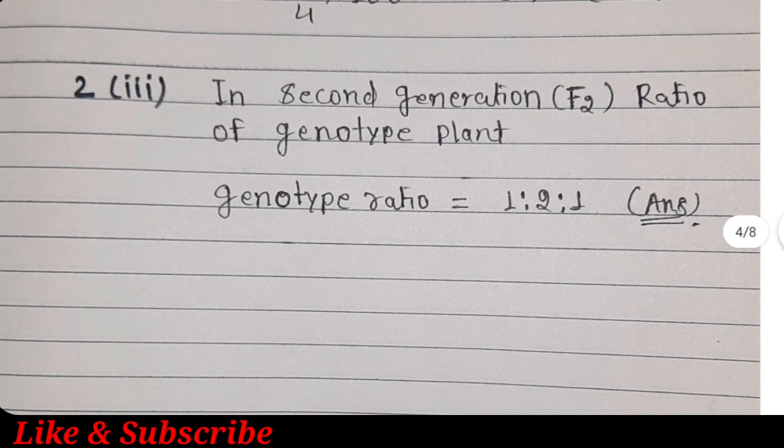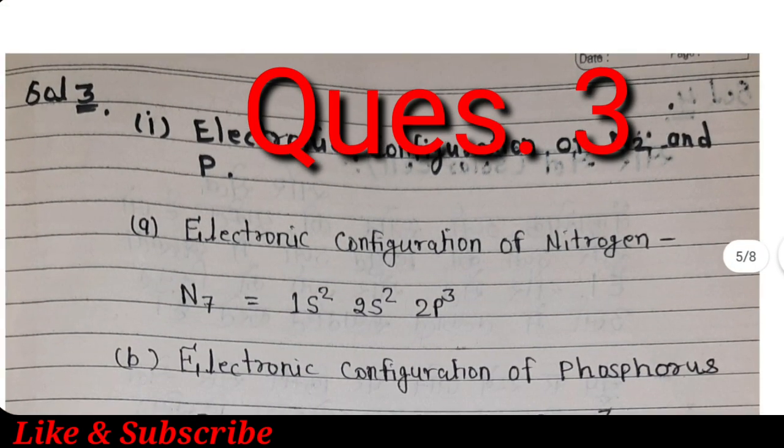Now the third part of question 2. In the second generation, the ratio of genotype of plants is equal to 1:2:1. So in this way, question number 2 is completed. Now let's talk about question number 3.